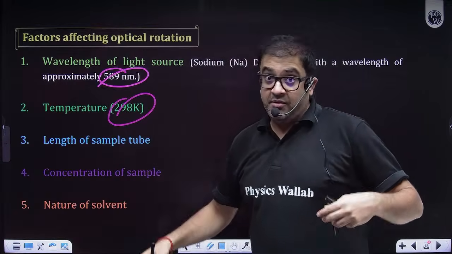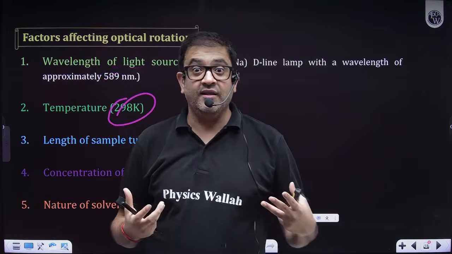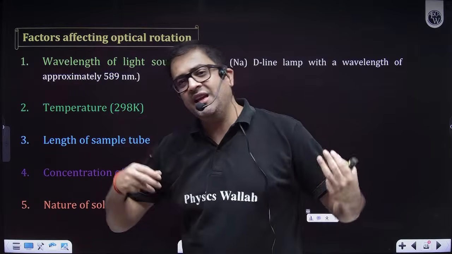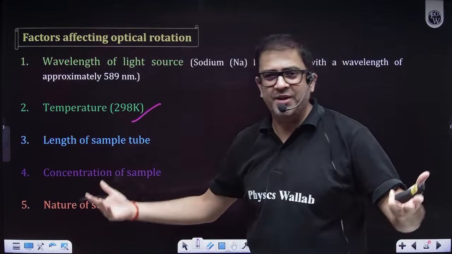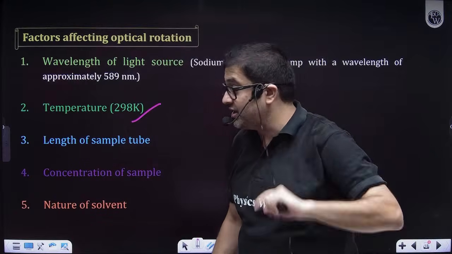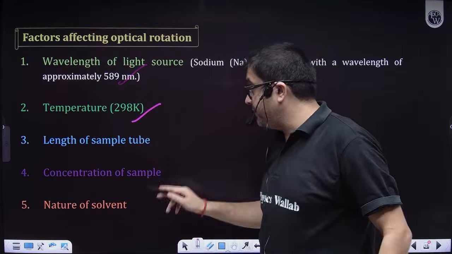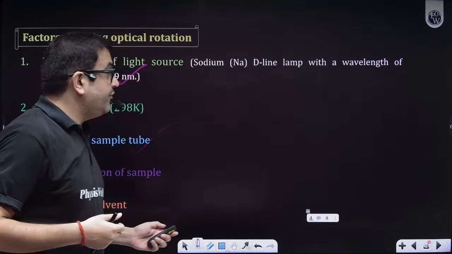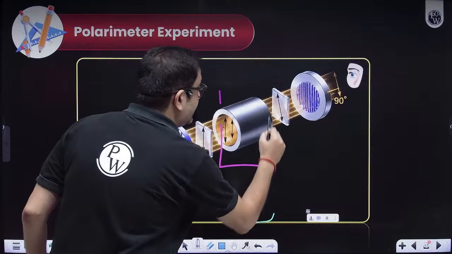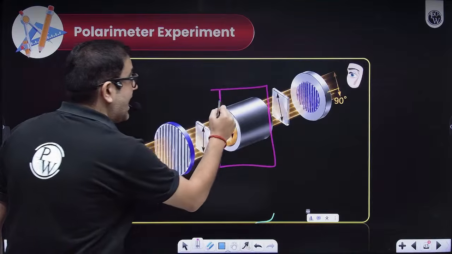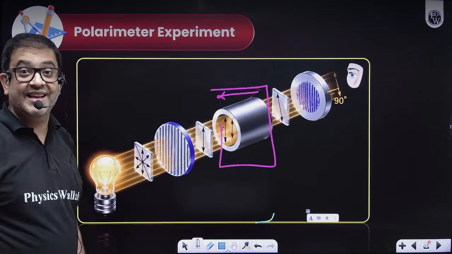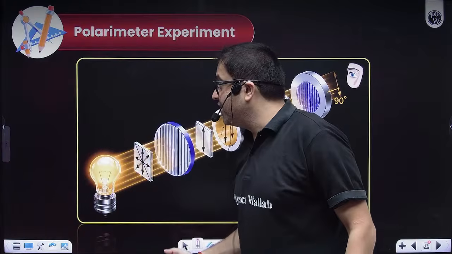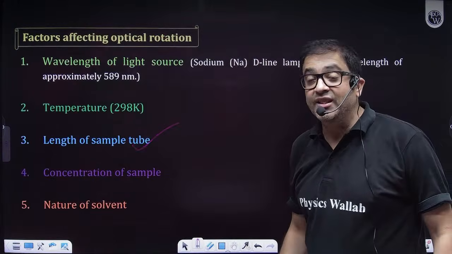Sir, if you change the temperature, obviously it will impact the value of theta. So what temperature do we generally keep in our polarimeter? We keep room temperature, which is 25 degrees Celsius. If you change the temperature, theta will change. If you change the wavelength, theta will change. Length of sample tube also matters, because this is ray optics. If you have taken your organic compound in this cylinder, as you increase the length, the light will travel more, so theta will change proportionally. So it also depends upon the length of the sample tube.